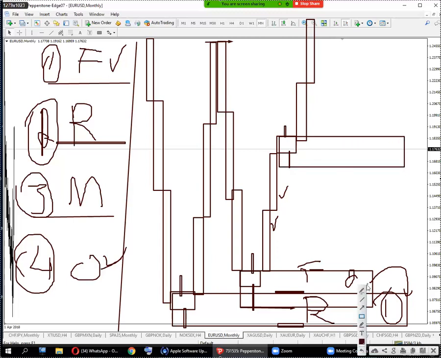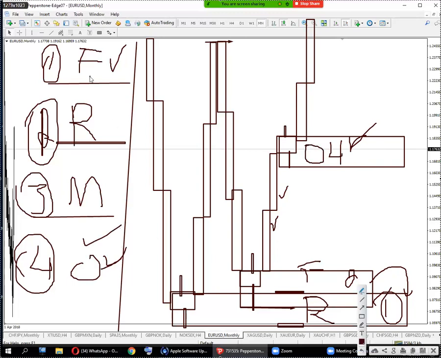Why? Because this zone is not impacted by any previous zone. It's created by itself. But the number two zone is created by the number one zone. It's impacted by the number one zone. So this one is our original zone.